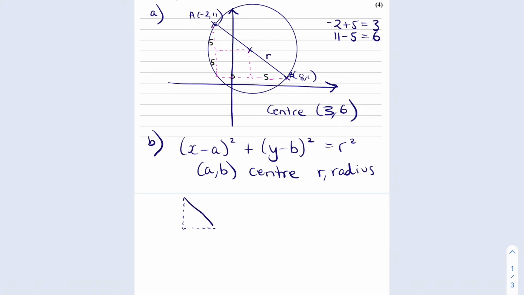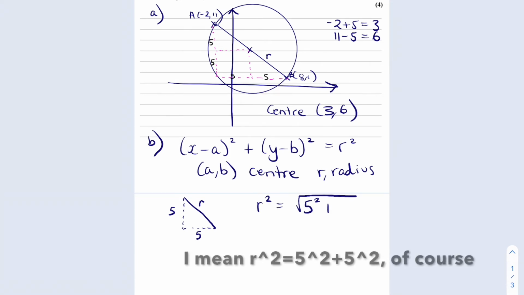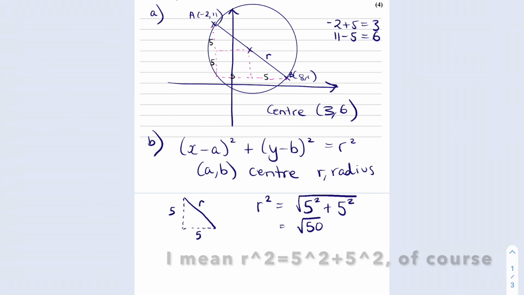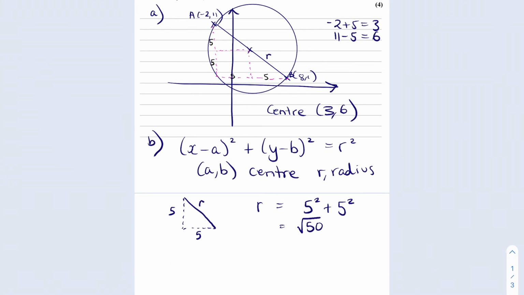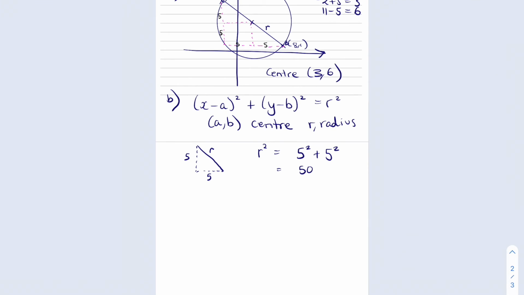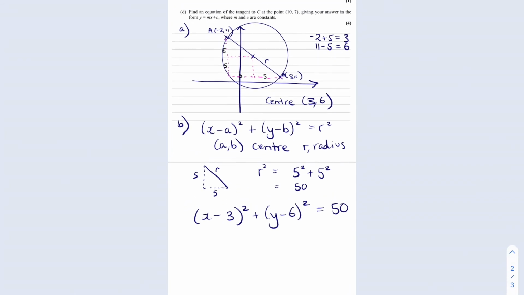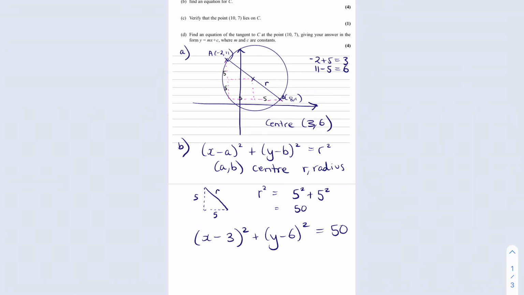So straightforward application of Pythagoras will tell you what r is. r is equal to the square root of 5 squared plus 5 squared. Sorry, that's r squared, not r. Let's leave that as r squared is 50. So the equation of the circle is then x minus 3 squared plus y minus 6 squared equals r squared, which is 50. Okay, nice easy 4 marks there.